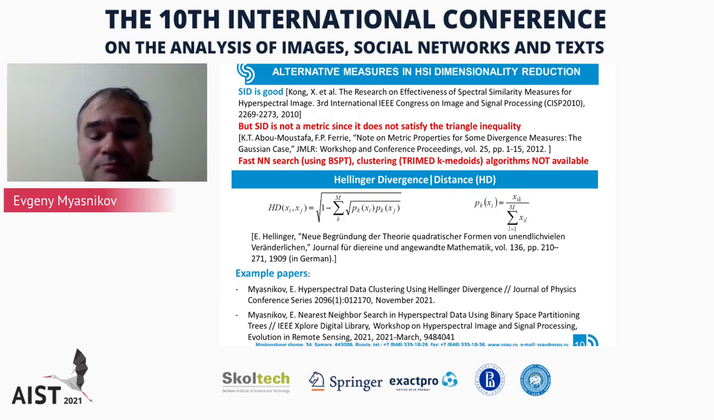That is why this year we suggested to use Hellinger divergence or Hellinger distance to measure the dissimilarity between points in hyperspectral space. And this distance showed very good results, both in the search and the classification of hyperspectral data and in clustering. This distance satisfies all the conditions which we use when we speak about true metrics. So it can be applied in binary space partitioning tricks and other techniques and algorithms to accelerate them and so on.